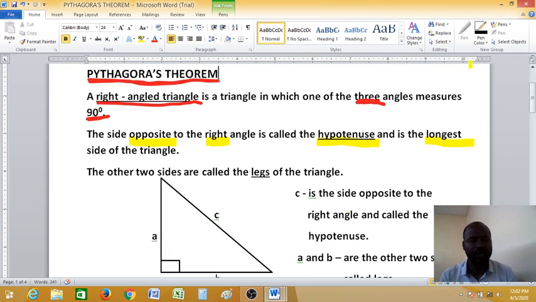And the third term that we are going to see under this Pythagoras theorem is leg. The other two sides are called the legs of the triangle. I told you that a triangle has three sides. If a right-angled triangle is given, from these three sides, one is called the hypotenuse, which is the longest side opposite to the right angle, and the other two sides are termed as the legs of the triangle.